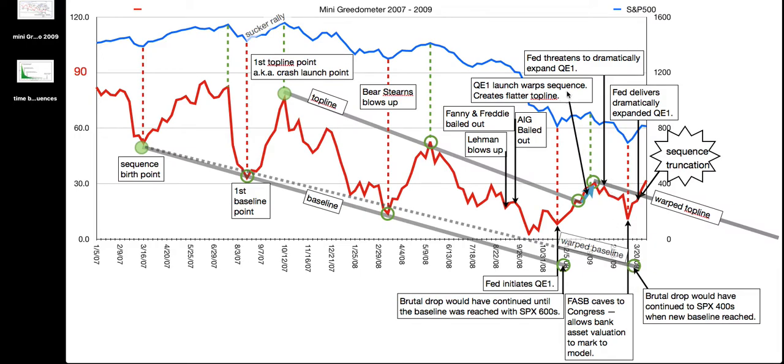So the Fed launches QE1 here. There's more goodies, more threats, officially threatening to expand QE1 dramatically here, and the market, quote unquote, calling the Fed's bluff, and the Fed having to deliver on that threat here. But before that, and people forget about this, this is hugely important: the organization in the U.S. that's responsible for creating accounting regulations is the FASB. The U.S.